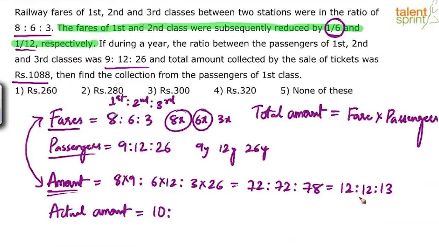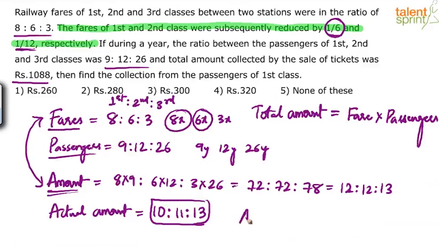Out of these 12 parts, see this is for second class, right? The second class fare was reduced by 1/12. So out of 12 parts, reduce 1/12. So from 12 parts, if 1/12 has to be reduced, remaining will be 11. And the fare for third class remains as it is, right? I mean, the fare for third class is not changed. So it will remain 13. So this is the final ratio, 10:11:13. Now divide 1088 in this ratio to get the required answer.